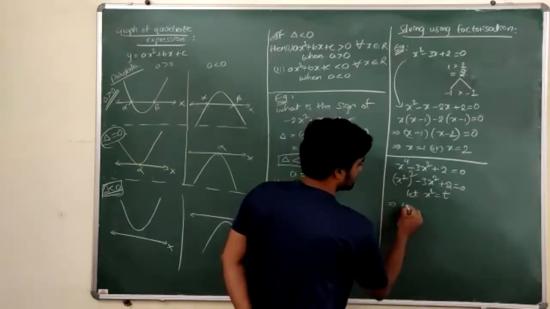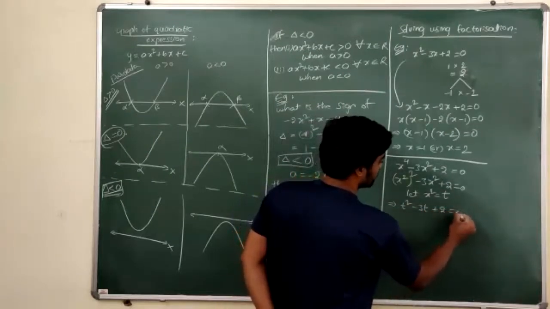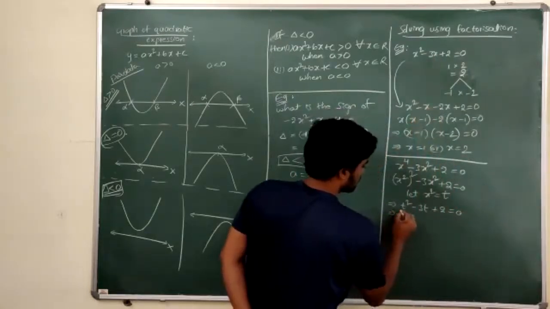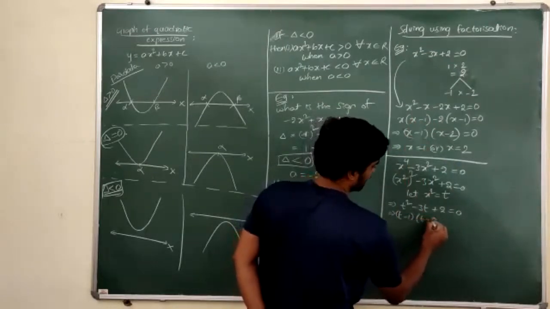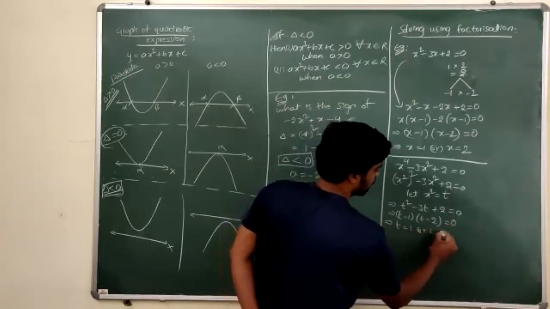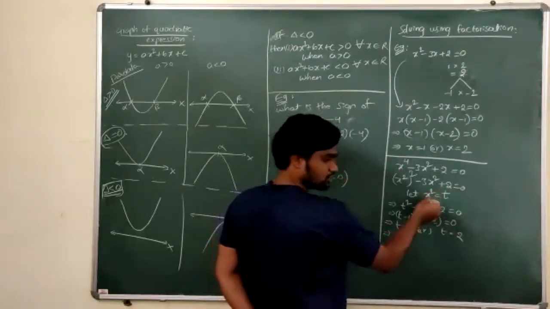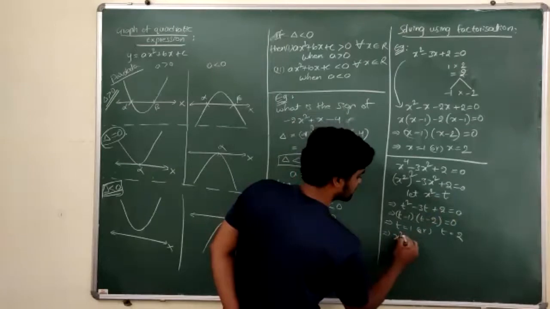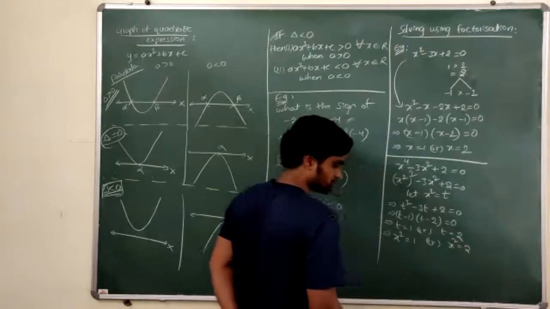Now what you'll get? t square minus 3t plus 2 is equal to 0. Now it's the same as this equation, right? It's similar to this one. So (t minus 1) into (t minus 2) is equal to 0. I'm not factorizing this again, I'm writing the direct step here. Which means t is equal to 1 or t is equal to 2. Now what is t? What have we taken t for? x square, right? x square is equal to 1 or x square is equal to 2.